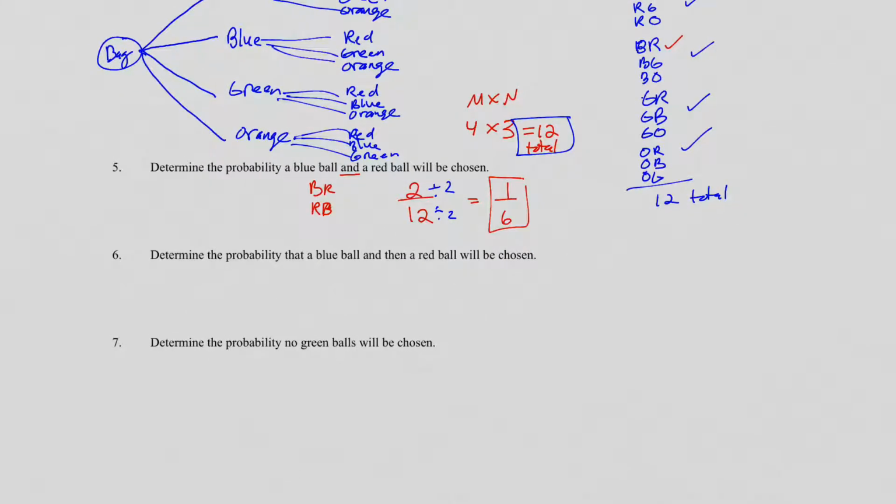Determine the probability that a blue ball and then a red ball will be chosen. Okay, so this is very specific. It's blue and then red in that order. So our only option then would be BR, blue and then red. That's the particular order that's being asked for. So unfortunately, there's only 1 out of the 12, and that is done.